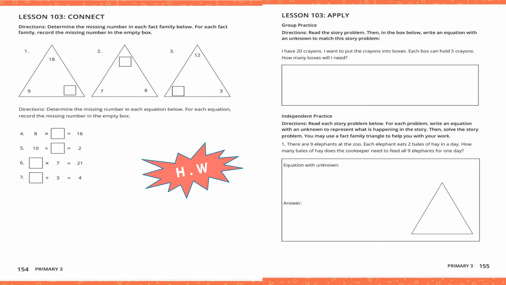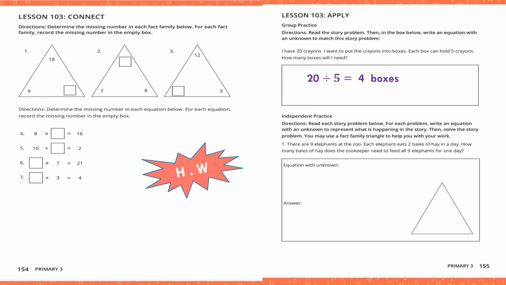I have 20 crayons. I want to put the crayons into boxes. Each box can hold 5 crayons. How many boxes will I need? So, to know the number of boxes, I have to distribute the 20 crayons into groups of 5. Distribute means divide. So, 20 divided by 5 equals 4 boxes.